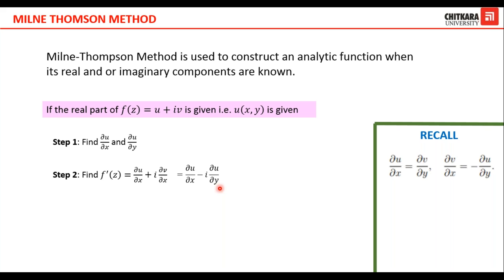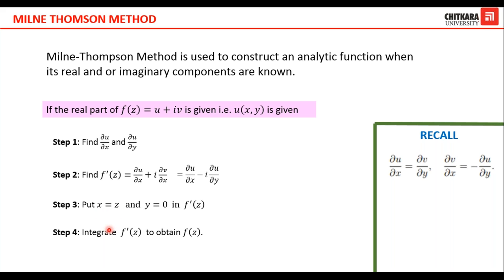So this is my step number two. So I will write f dash z equal to this term. I will put the value of curl u by curl x and I will put the value of curl u by curl y. Then next step will be, now the expression will be in terms of x and y. So what is my step number three? Wherever I will have x, I will substitute it as z. And wherever I will have y, I will substitute it as 0. Right? So step number three is put x equal to z and put y equal to 0.